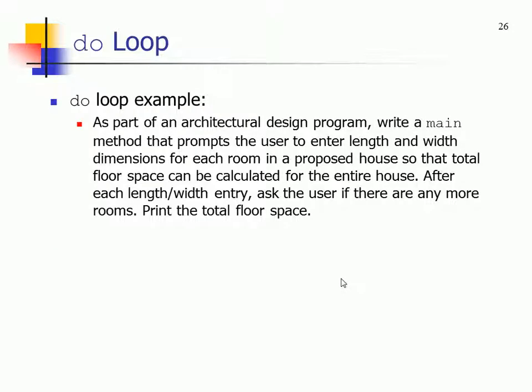All right. As part of the architecture design program, write a main method that prompts the user to enter length and width for each room in the proposed house so that the total flooring can be calculated for the entire house. After each length and width entry, ask the user if he wants more rooms. Wow. That sounds like something we're not going to be doing tonight. Yeah, that's a big one. It'll take an entire class.